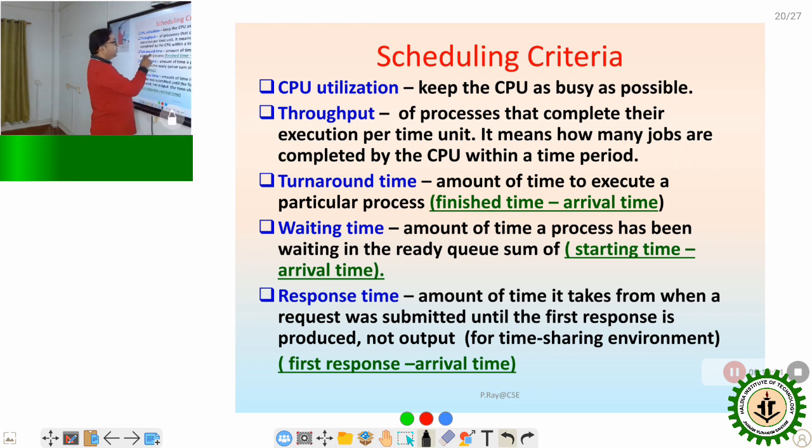Turnaround time is equal to finish time minus arrival time: the finish time of a process minus the arrival time of that process. Similarly, waiting time is calculated using the starting time of the process minus the arrival time of that process. Similarly, response time is calculated as the first response, that means when it is first assigned to the CPU, minus arrival time. In this way, we have to calculate the turnaround time, waiting time, and response time of each and every process.